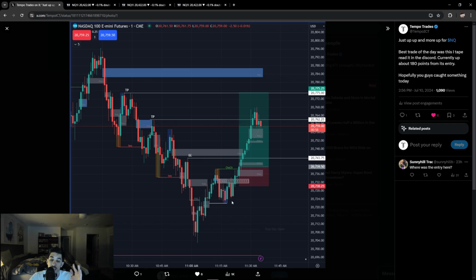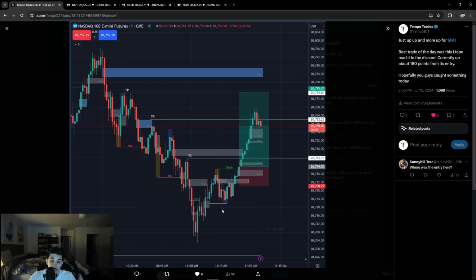The reason this is not the best setup, and I don't care if it works, right? Whether you win or you lose, at the end of the day, you want to take the best quality setups that fit your checklist, that have all the confluences you use, and then you just need to live with the results. You're going to win, you're going to lose, but as long as you know your model has an edge, you're going to make money in the long run.